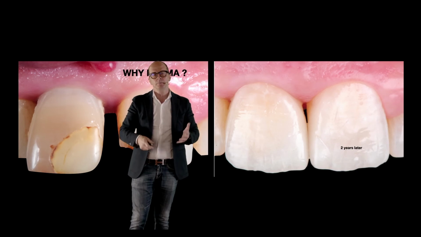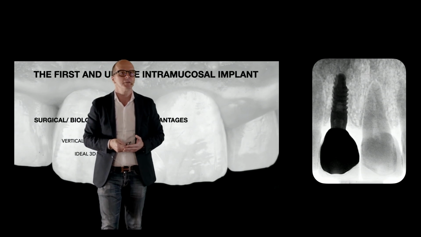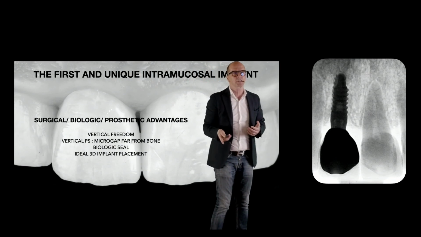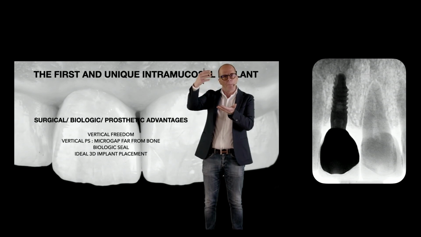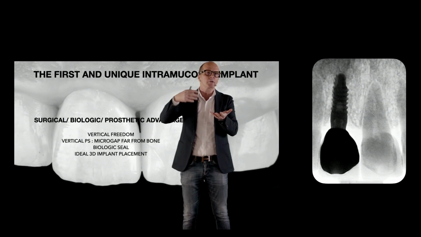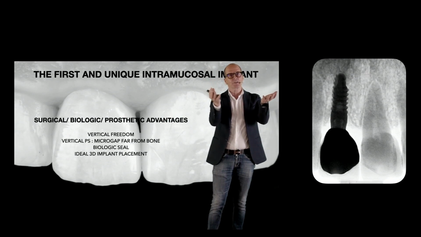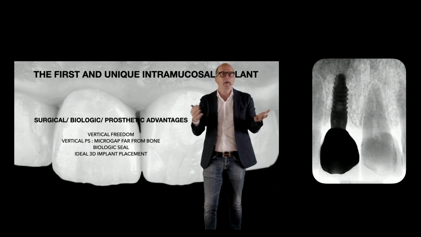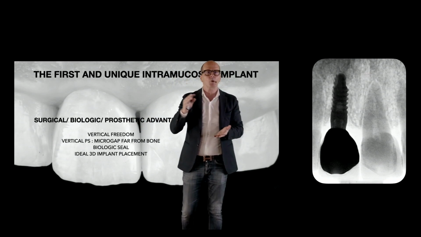But why Prama though? Well, the first and the unique intramucosal implant. And again, we have a lot of advantages: surgical, biological, prosthetic advantages. We have again the vertical freedom to place the implant at different levels. We have a vertical platform switching. That means that the microgap is far from the bone. And again, apical to the microgap, we have the biologic seal, which is important for the long-term success of the implant. And then we have an ideal 3D implant placement, from a prosthetic but also biologic point of view.